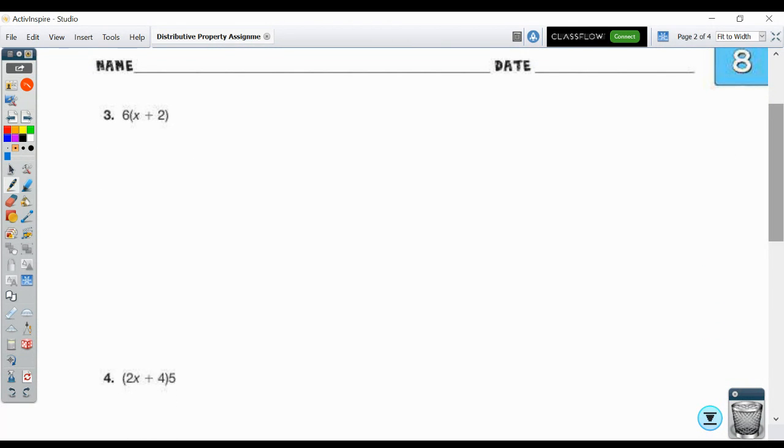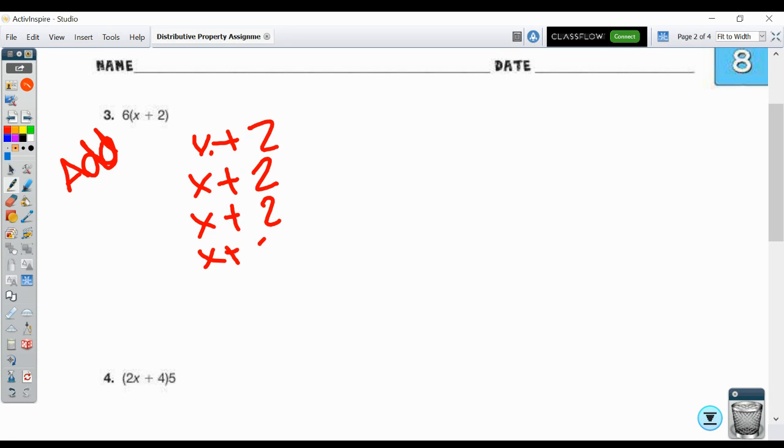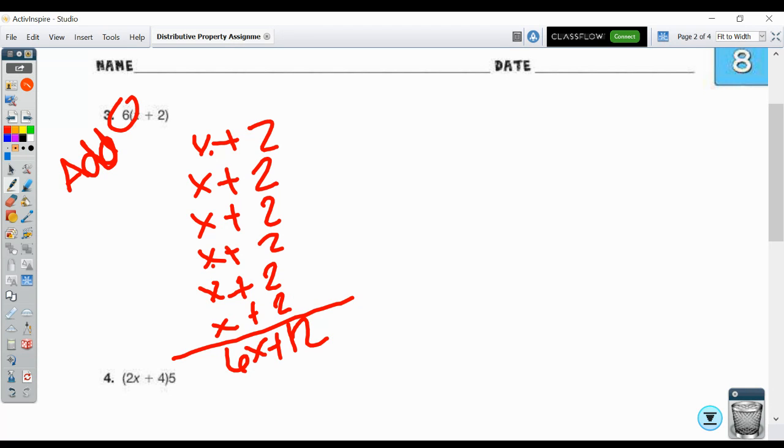Next problem, I'm going to start by using the adding method. So we'll use the adding method for this one. It says 6x plus 2. So I'm going to put x plus 2, x plus 2, x plus 2, x plus 2, x plus 2, 1, 2, 3, 4, 5, and x plus 2. And you'll notice I draw 6 of them because it says there's 6 of them. And so that gives me 12. And then there's 6 x's. So that's 6x plus 12. So my answer is 6x plus 12.